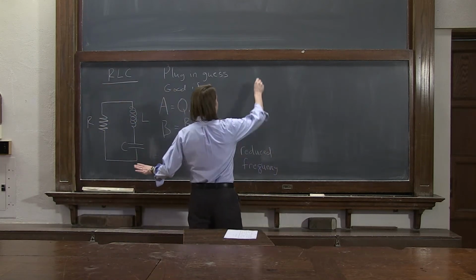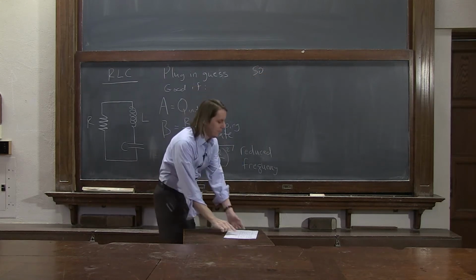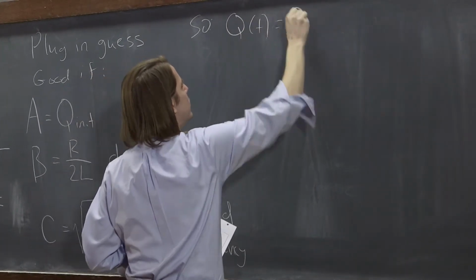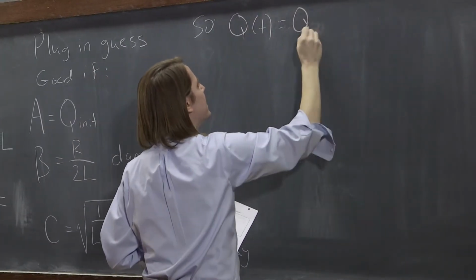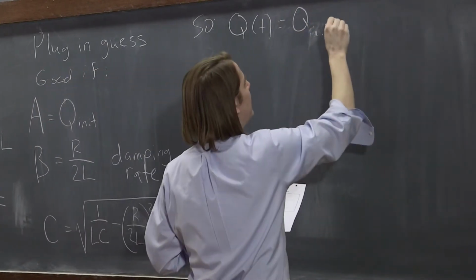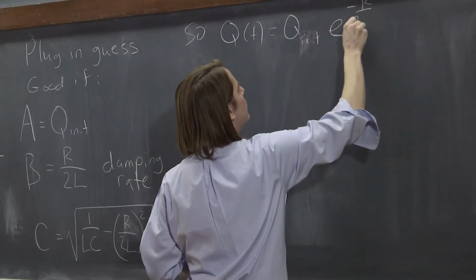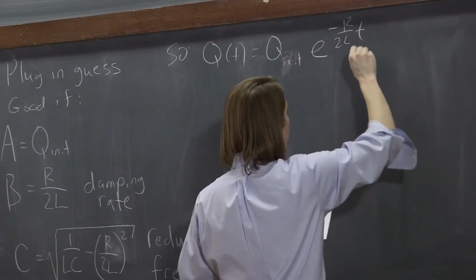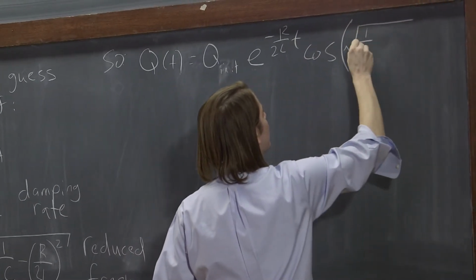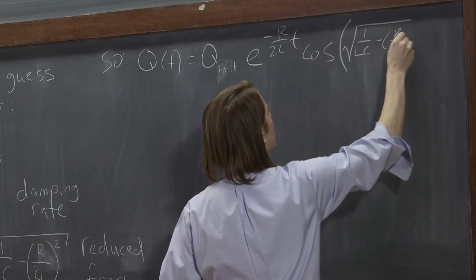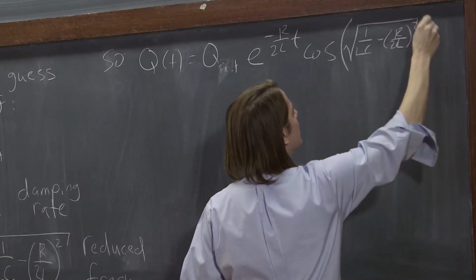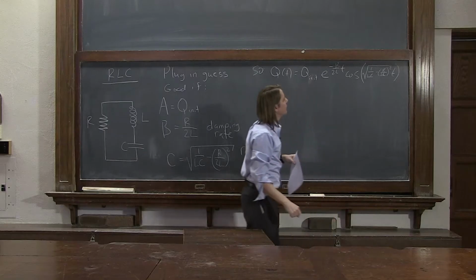Okay, so if we put all that together, it would look something like this. I don't want to mess this up. Q as a function of time would be Q max, or Q init is what I called it. You could call it Q max as well because it's the highest charge you'll get. E to the minus R over 2L T cosine of the square root of 1 over LC minus R over 2L squared T. So that's your full mathematical solution.